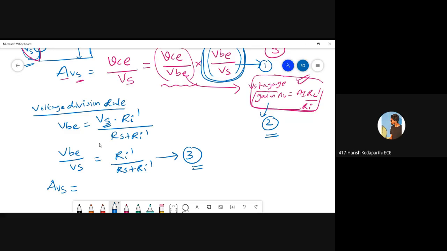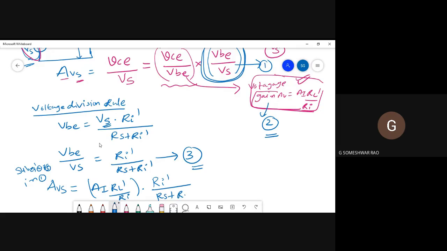Very good. What is VC by VB? I am writing: substitute equations 2 and 3 in 1. So what is VC by VB? AI into RL dash by RI, multiplied by RI dash by RS plus RI dash. I hope everybody understood.